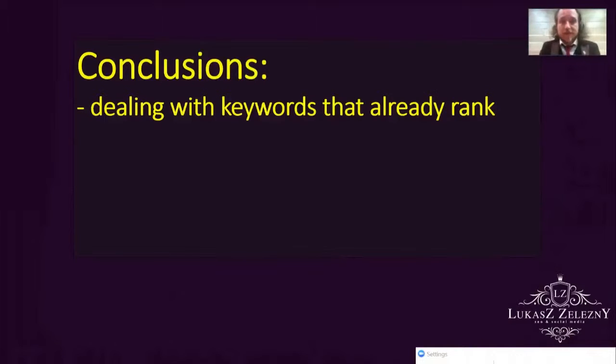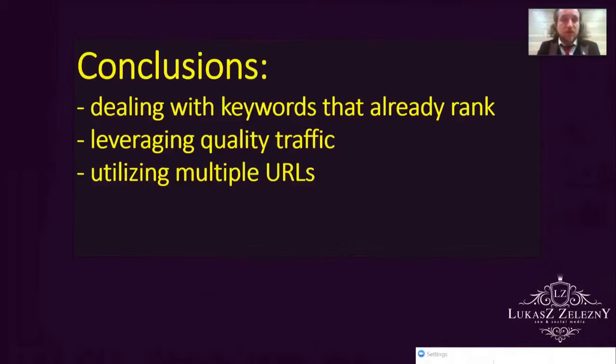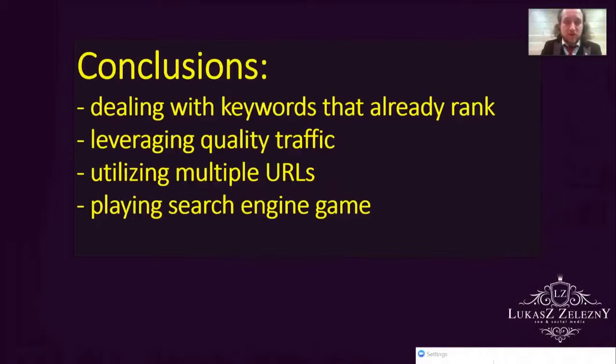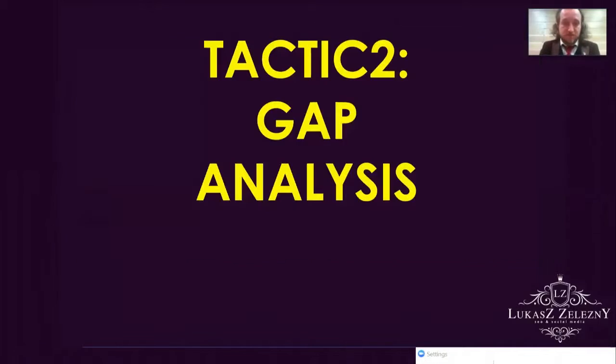Conclusion. Dealing with keywords that are already ranking is a must. You need to have some data. Leveraging quality traffic, you are following Google, taking Google as an advisor, asking, hey Google, show me where the website is ranking, and I will just leverage this up. English people call this low-hanging fruit. I think this is a low-hanging fruit strategy. Utilizing multiple URLs, you're attacking different URLs. Finally, you're playing the search engine game. And at the end of the day, you're delivering quick results.